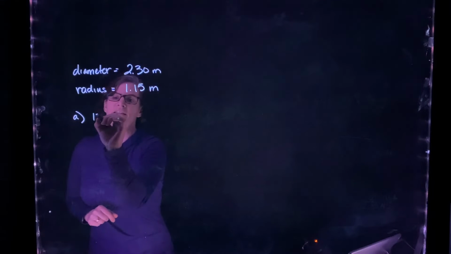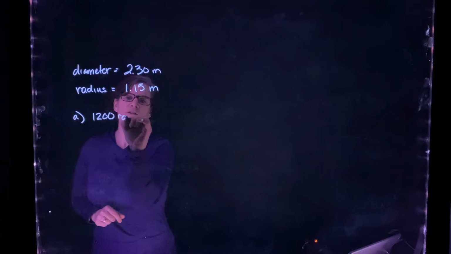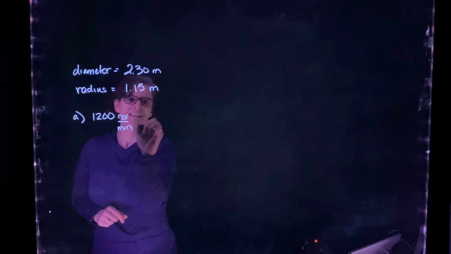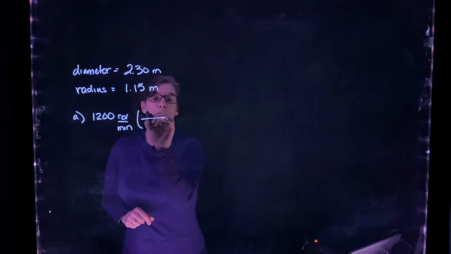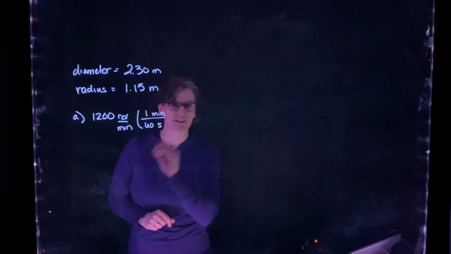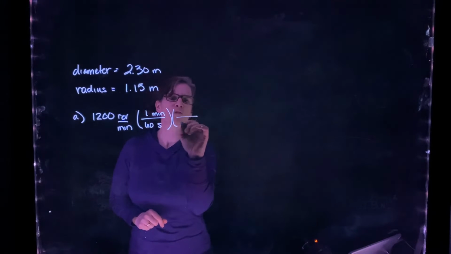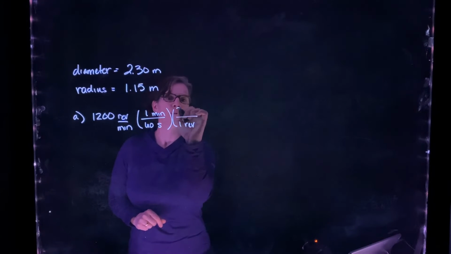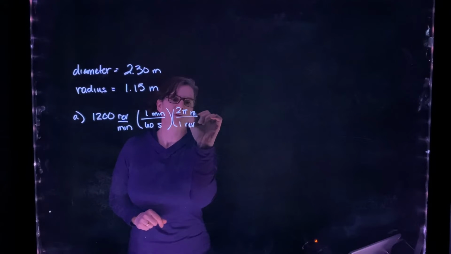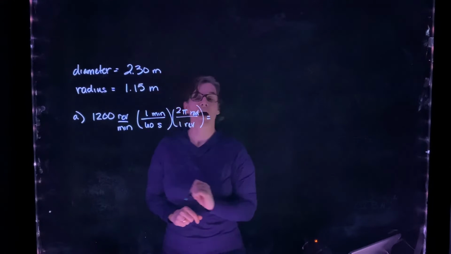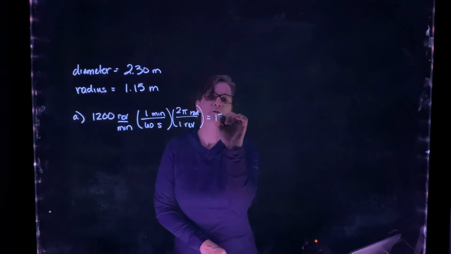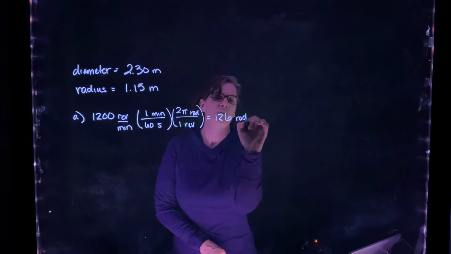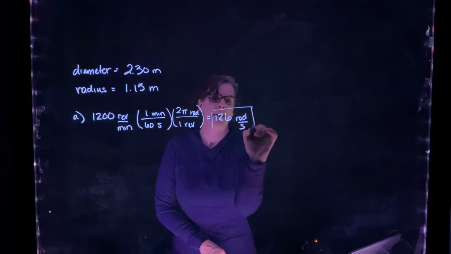So we want to start with 1200 revolutions per minute and turn it into radians per second. We know in 1 minute we have 60 seconds, that's going to get our seconds on the bottom. And we know for 1 revolution we have 2 pi radians. So our angular velocity is 126 radians per second. Perfect.